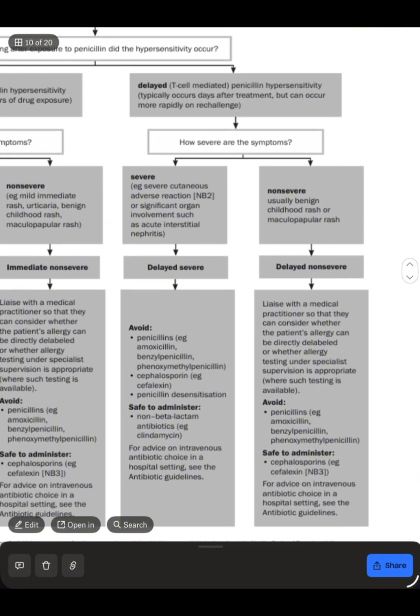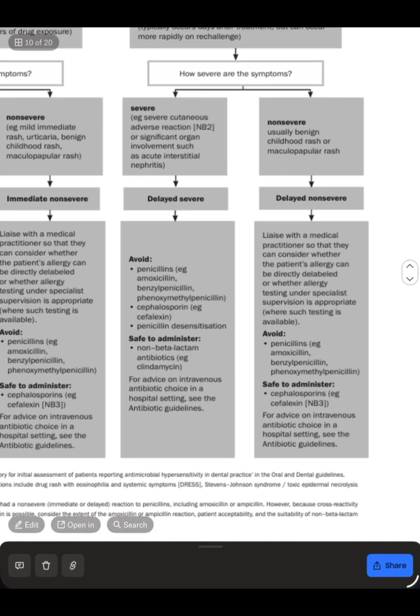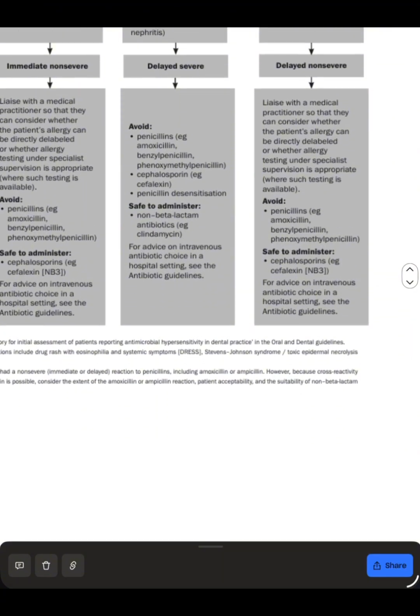Now, if the patient has non-severe delayed penicillin hypersensitivity, we need to liaise with a medical practitioner so that they can consider whether the patient's allergy can be directly delabeled or whether allergy testing under specialist supervision is appropriate, where such testing is available. Avoid penicillin, for example, amoxicillin, benzyl penicillin, phenoxymethyl penicillin. It is safe to administer cephalosporin, cephalexin. For advice on intravenous antibiotic choice in a hospital setting, see the antibiotic guidelines.